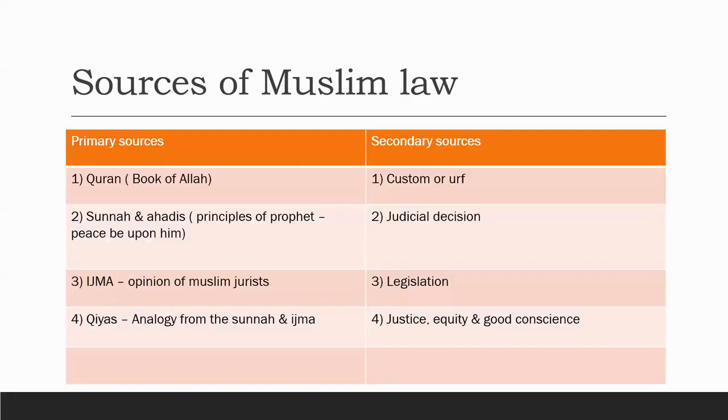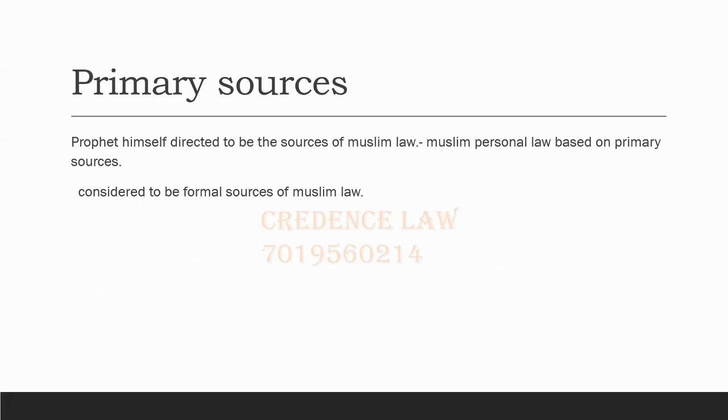Now, speaking of the sources of Muslim law, sources are categorized into two. One, we have primary sources, the other, we have secondary sources. In the primary sources, we have Quran, Sunnah and Hadith, Ijma, Qiyas. And in the secondary sources, we have custom, legislation, judicial decisions, and the last one is justice, equity, and good conscience. And we'll get into the details of the sources.